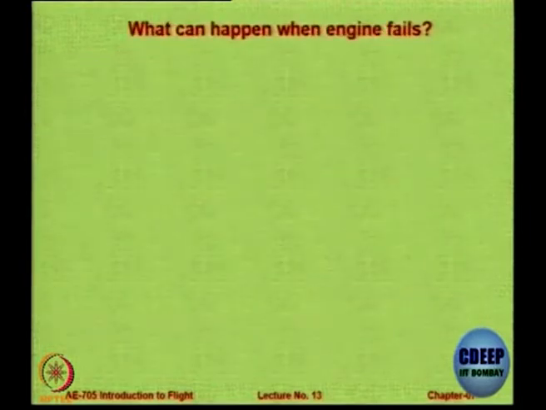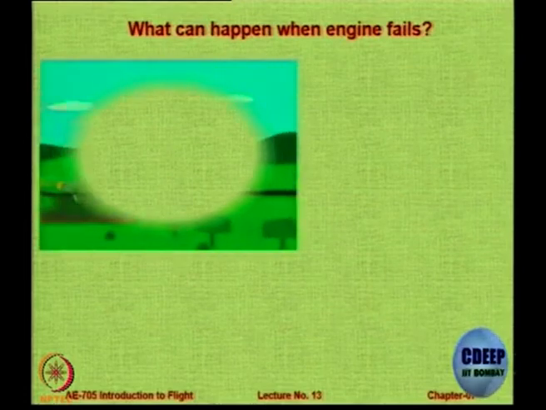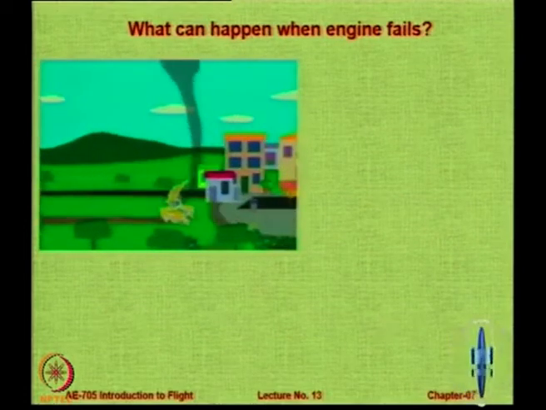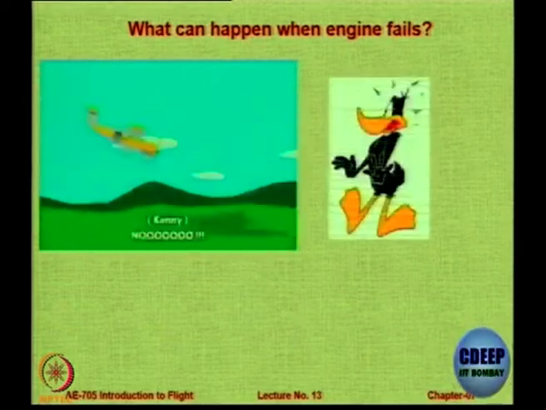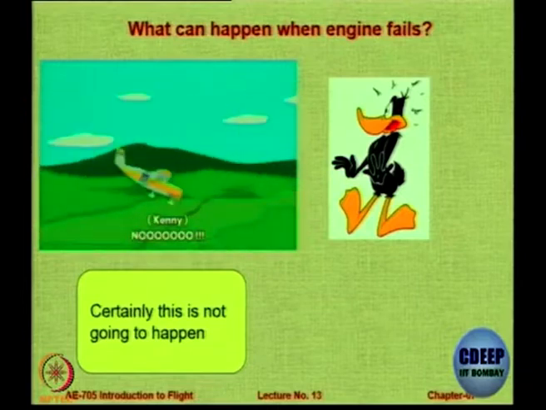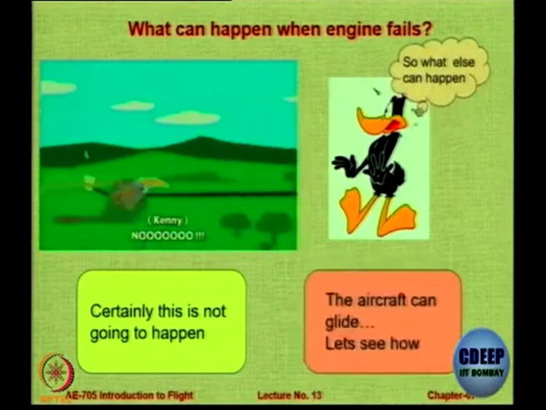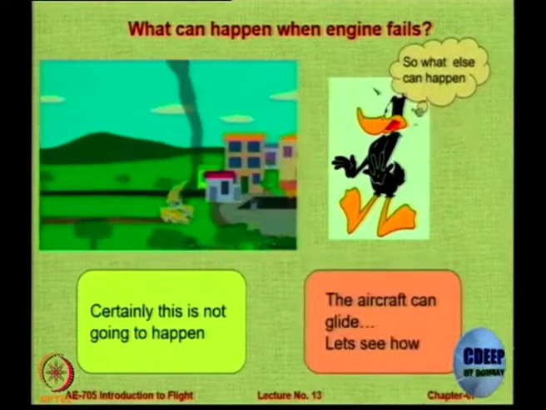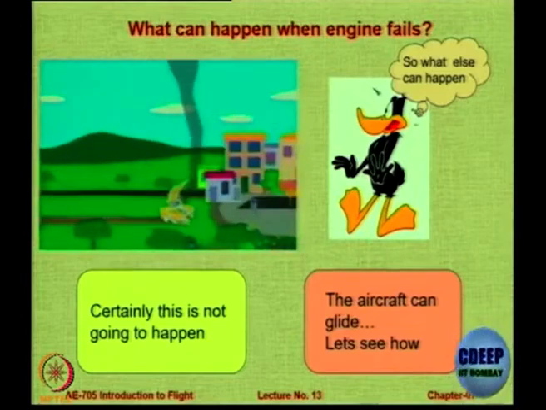Now, let's say you are an aircraft which has got an engine or multiple engines and it fails. If you have two engines, both of them fail. If you have one engine, that engine fails. So, what you expect is there is going to be a crash, it's going to come down, but that doesn't happen. Okay. So let's see what else can happen. An aircraft can also glide, because an aircraft without engines is a glider.